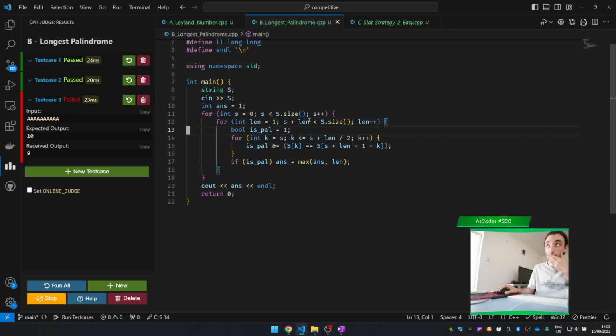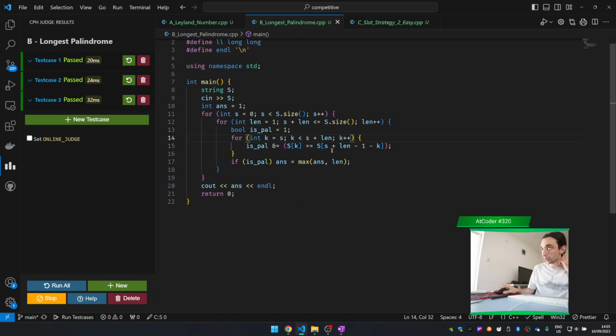So if S is 0, the length can be at most the size of the string, right? And then this here is from this up to the length, can be also as well. That doesn't quite matter. Then if the length is 1, of course that's fine. But then there's palindrome that is this plus the length minus 1 minus k. So if the length is 1 minus, yeah, that should be fine.